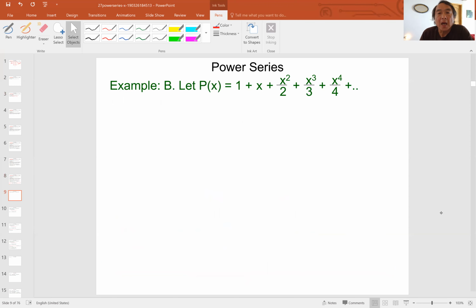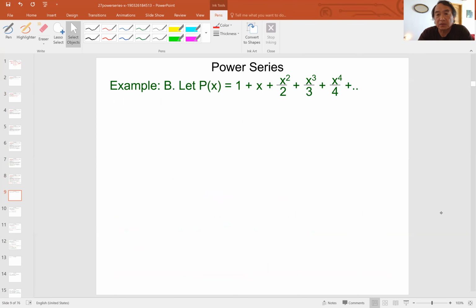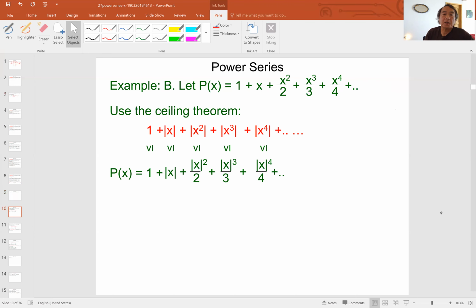Now what happens if I make the series a little smaller, instead of just x squared, x cubed? What happens if I divide by 2, divide by 3, divide by 4? You can kind of see this comes in with the harmonic series. In this case, notice first, I can conclude that any number between 1 and -1 will converge, because I can use the ceiling convergence theorem.